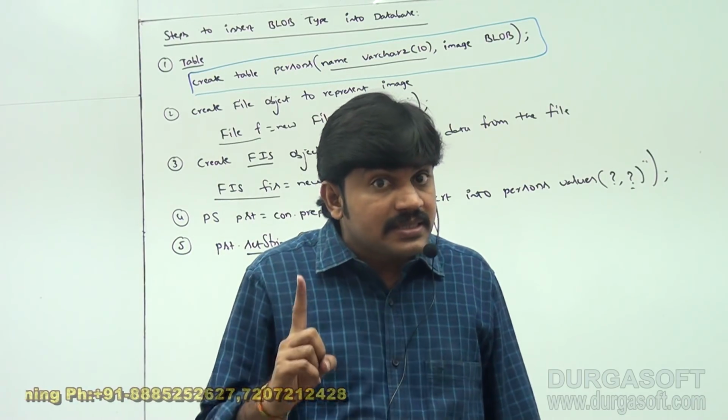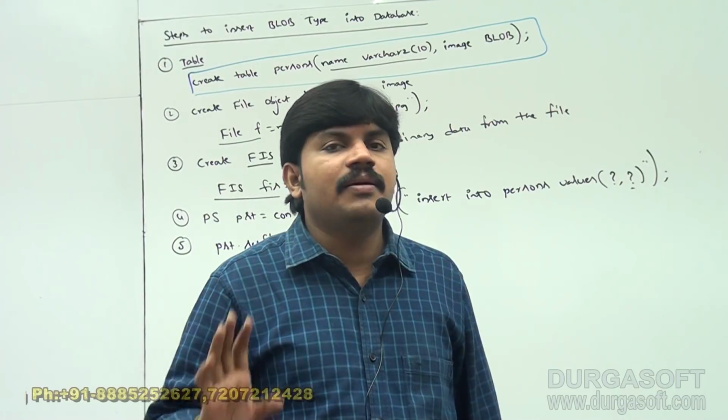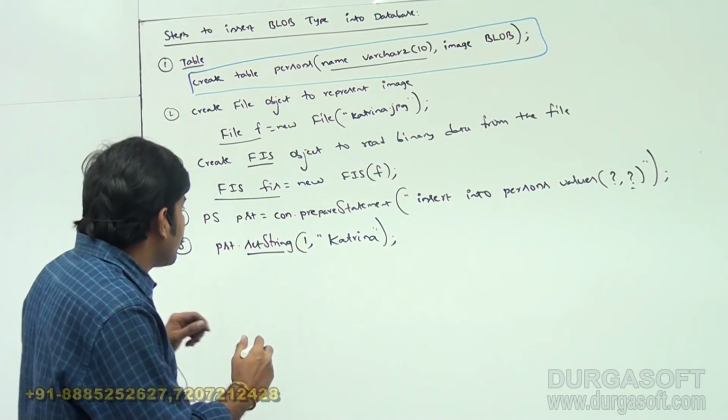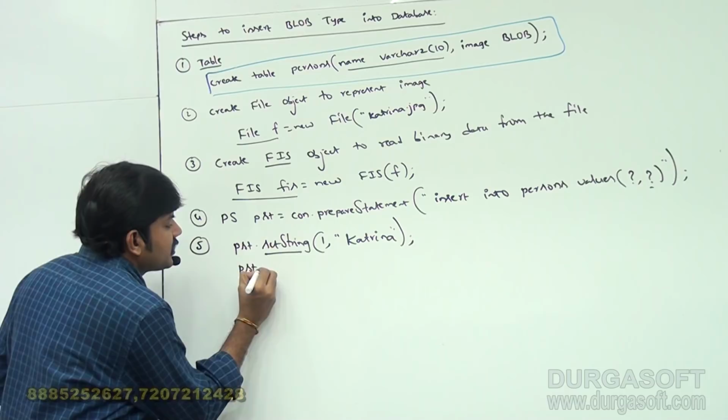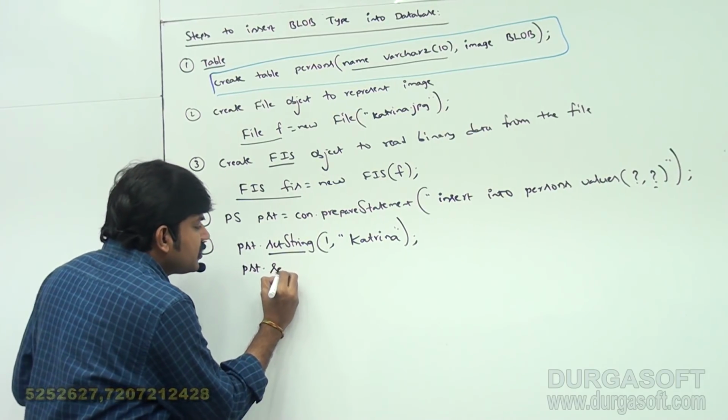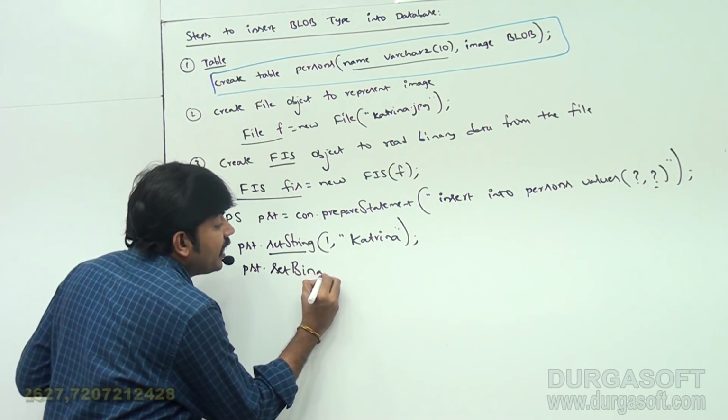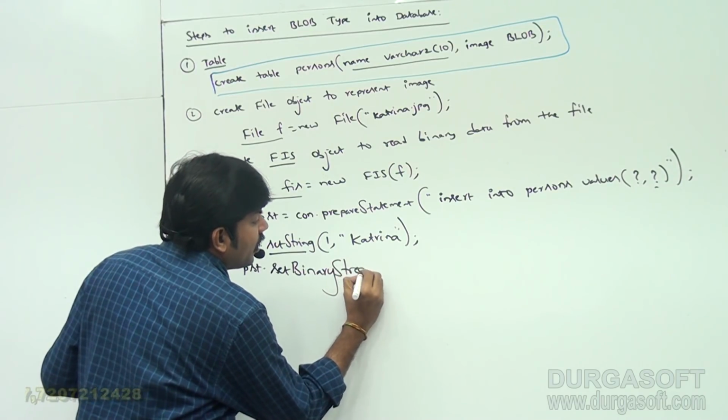What is the method name? setBinaryStream. That is the method we require to call. Okay, now observe pst.setBinaryStream.